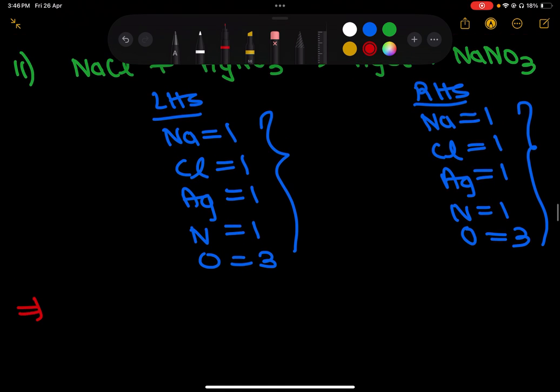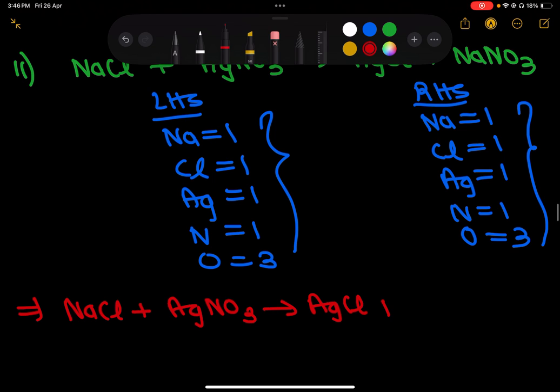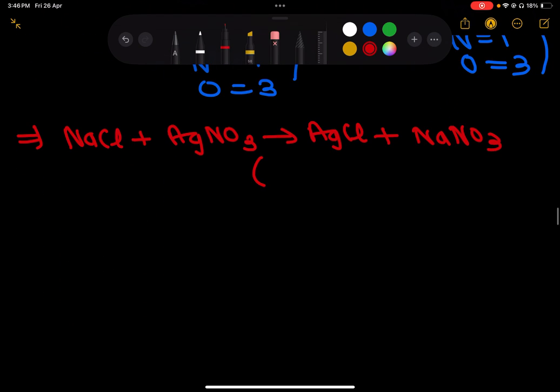Okay, here NaCl plus AgNO3 gives AgCl plus NaNO3, and in the bracket you have to write this. It is called a self-balanced equation. Very important. Okay. So that's it for today.